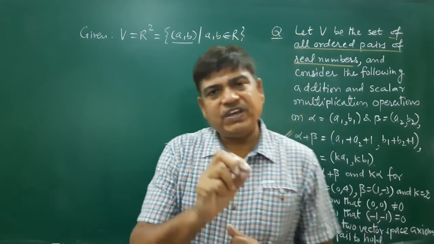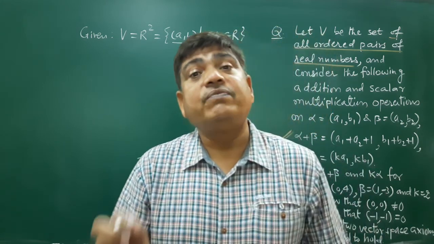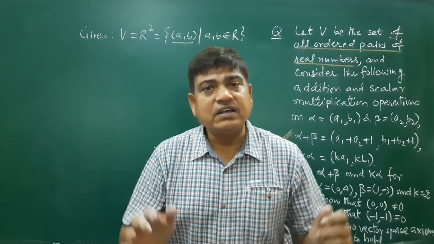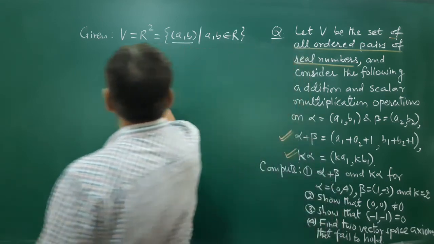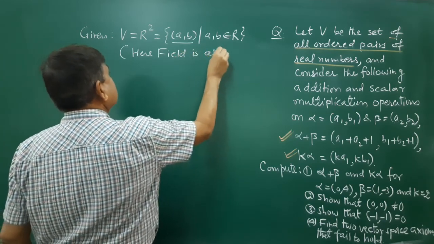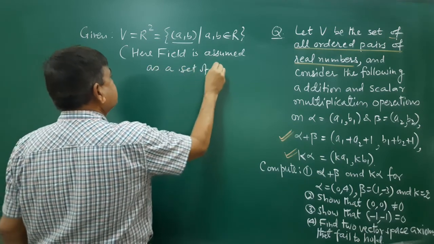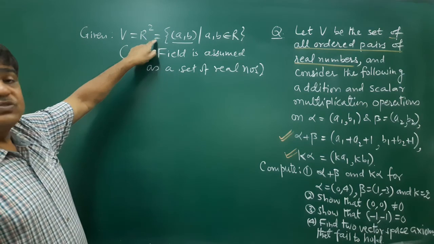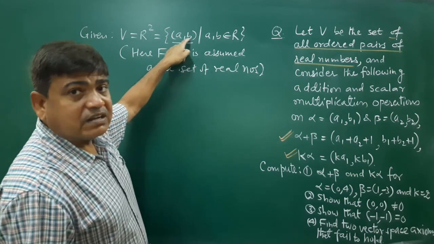Always remember, when I say V is a vector space, this is an incomplete statement. We must say V is a vector space over the field. When the field is not given, we have to assume the set of real numbers. Take it for granted. So here the field is assumed to be the set of real numbers. V equals R square, the set of ordered pairs of real numbers. This is the first component, this is the second component.